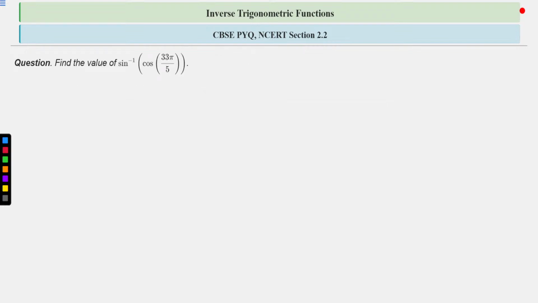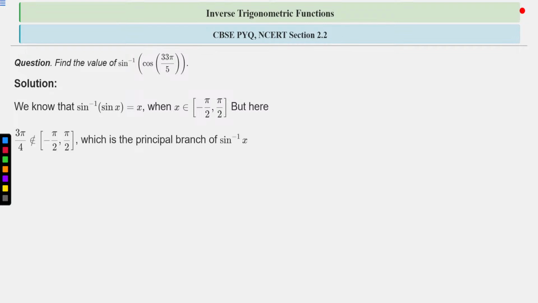So we need to find the value of sine inverse cos 33 pi by 5, right? So let us move to the solution part. How can we approach? We know that sine inverse sine x is equal to x, right? We know that sine inverse sine x is equal to x when x belongs to minus pi by 2 to pi by 2, right? But here you can see that 33 pi by 5 does not lie between minus pi by 2 to pi by 2, right? Clear? Which is the principal branch of sine inverse x, right? Now what can we do?